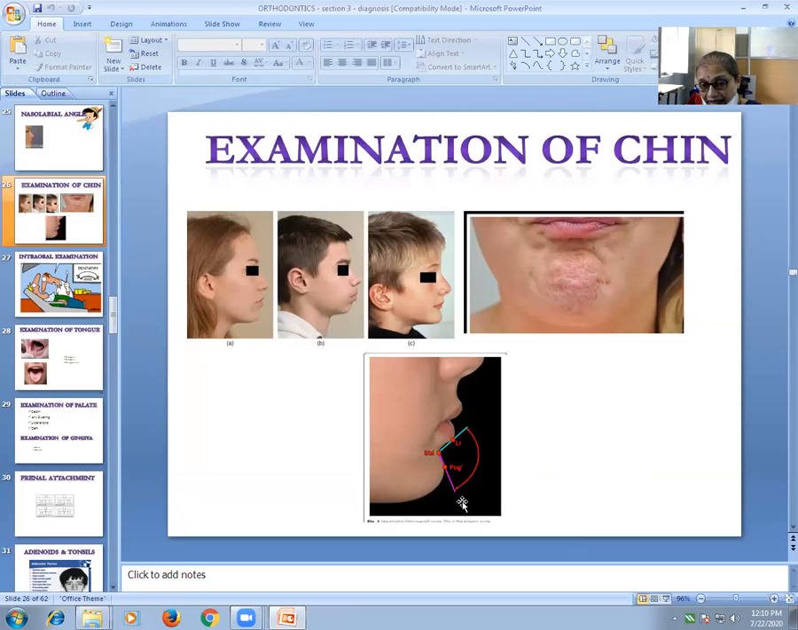If it is decreased, what does it indicate? If this angle decreases, it indicates a forwardly placed chin or prominent chin. If it is increased, in these cases, the mentolabial angle will be more, because there is no deep mentolabial sulcus and the chin is receding.